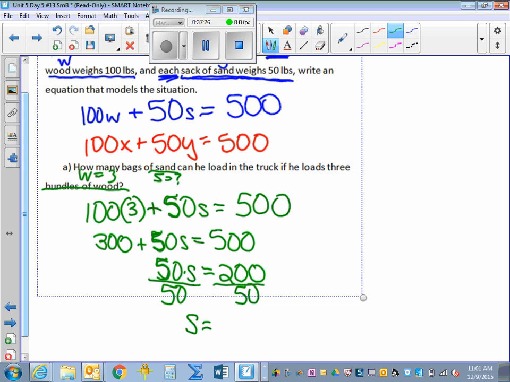Okay, 200 divided by 50 gives us 4. 4 what? Bags of sand. 4 bags of sand.